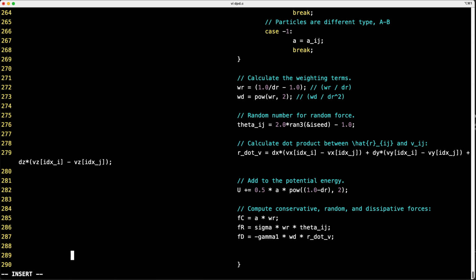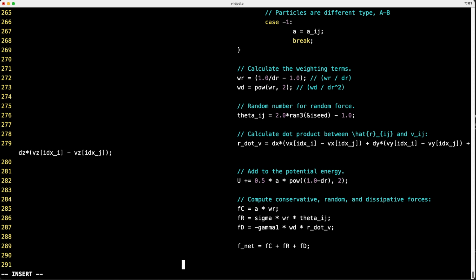All right, so with that, we can just get f net, and this is fc plus fr plus fd. It's not necessary to do this, but I wanted to do it just to make the code a little clearer so that we could conceptually see what we're doing and compare it with a paper like Root and Warren or something like that. So that's fine. And now we just need to compute the components of the force.